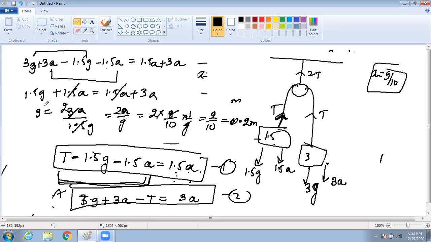Oh, I'm sorry. 1.5g equal to 3a, no? So a will be 1.5 by 3 into g. Correct? Yes? Hey, did we make any mistake somewhere? Can you just check?